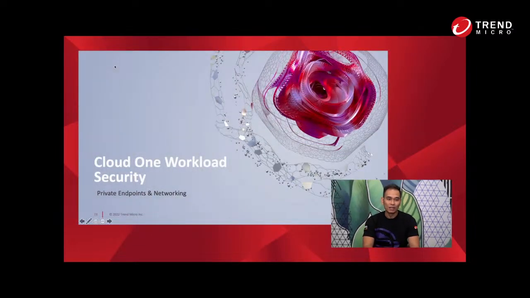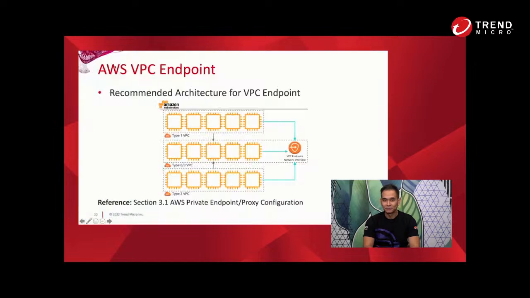So today I'm going to cover the private endpoint and networking requirements for the Cloud One workload onboarding. So this is the recommended architecture for VPC endpoints running on AWS. One VPC endpoint per AWS account is required to do these setups. Firstly, you need to create the VPC endpoints in one VPC. Other VPCs will then be peered to this VPC hosting the VPC endpoint. This is to allow the communication between the Cloud One servers and the VPCs.